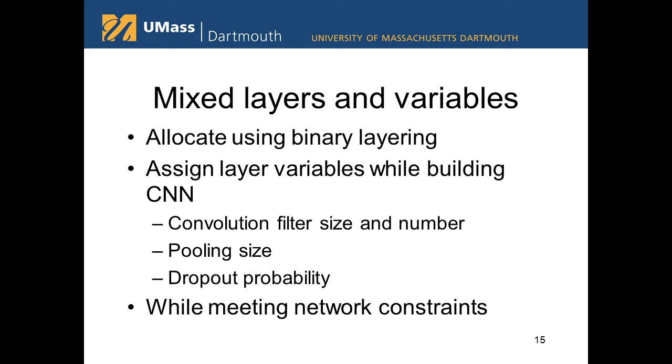For mixed layers and layer variables, the binary layering method will allocate the layers, and at the same time the layer variables are assigned within the CNN, such as convolutional filter size, the number of filters, the pooling size, and the dropout probability. This is all done while meeting the network constraints.